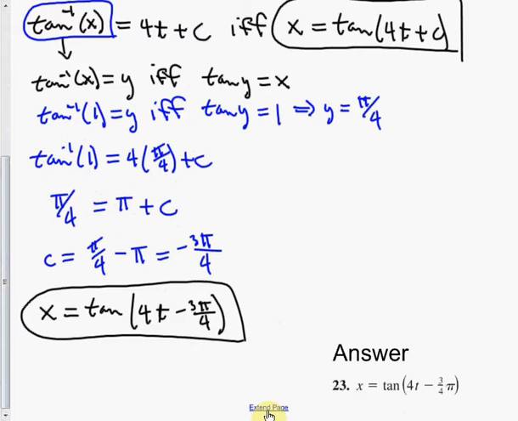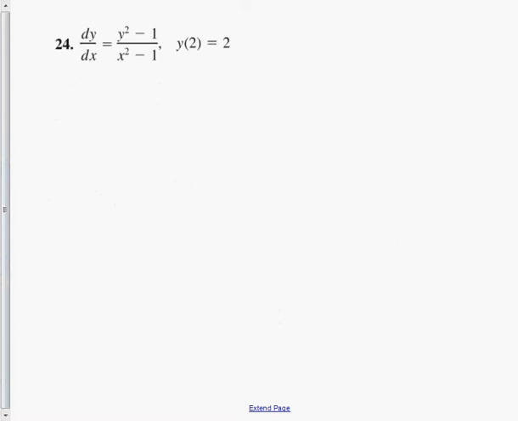Let's look at another one that still gives us some more insight. Let's cross multiply, and when you do, you get x squared minus 1 dy is equal to y squared minus 1 dx.